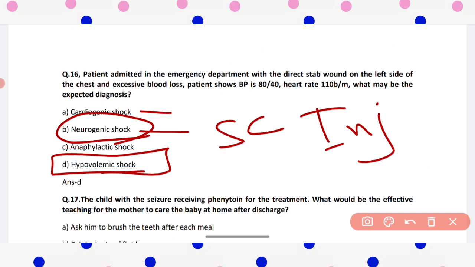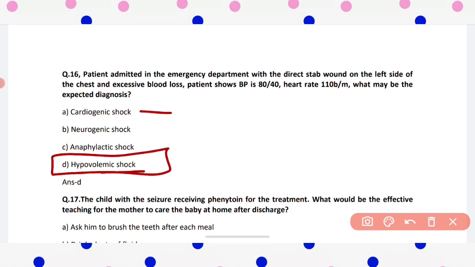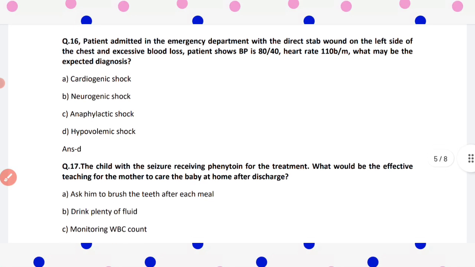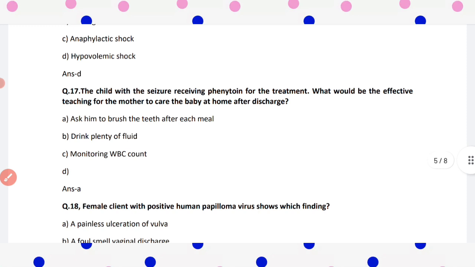Okay, and the last one is option C, that is anaphylactic shock, commonly seen during the allergic reaction. What are all the characteristics of anaphylactic shock? Sudden drop in the blood pressure, airway narrowing and breathing difficulty. It is mainly caused because of what? Severe allergic reaction. Okay, so in considering all these things, we selected option what? Option D. And the next one is question number 17.